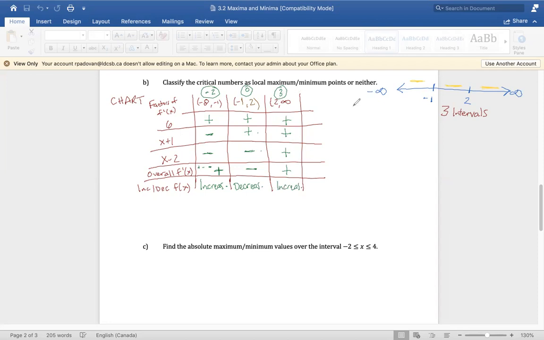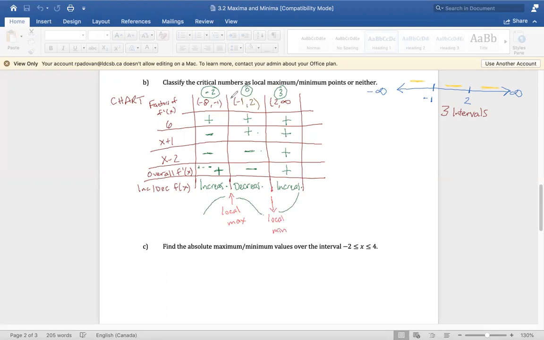So going back to my question, it says classify the critical numbers as either local maximum or local minimum points, and it also tells us the points, so we would need the y values as well. If I'm increasing here, and then I'm decreasing here, then we would know that this is a local max. And if I was decreasing here and then going back to increasing here, this would be my local minimum. So this point here would be my local max. This point, again, getting it from this line here, would be my local minimum.